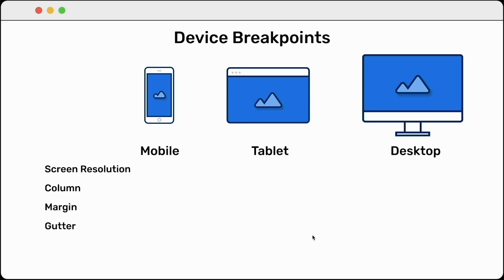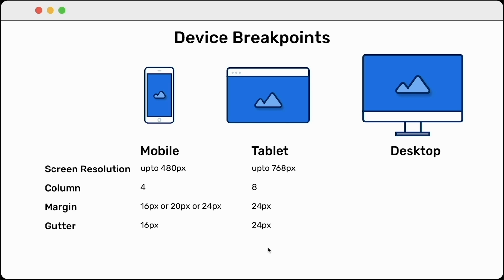In this lecture we will learn about device breakpoints and we will see how to create them. As you can see in this slide, I have taken three most common types of screen size, that is mobile, tablet and desktop. Now let's see their dimensions. For creating the grid for mobile resolution, we need to take a column count of 4, margin of 16 and gutter of 16. Few designers also take a margin of 20 or 24 pixels.